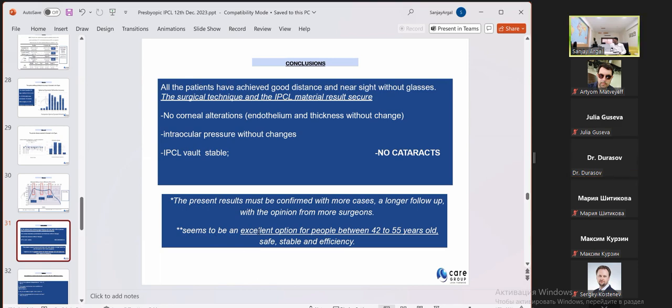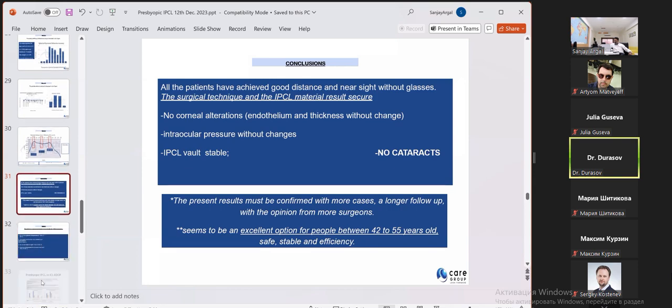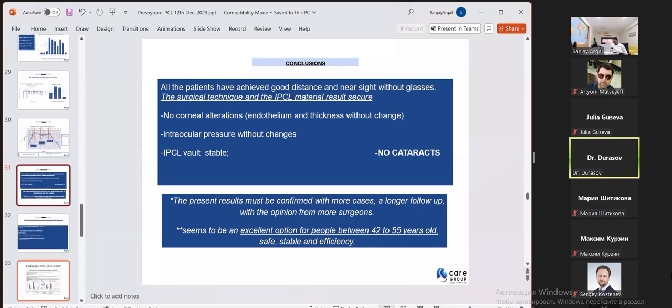So it seems to be an excellent option for presbyopic patients between the age of 40 to 55. It is safe, stable, and efficient. Доктор делает вывод, что похоже, что это отличный вариант для пациентов в возрасте от 42 до 55 лет, безопасный, стабильный и эффективный.